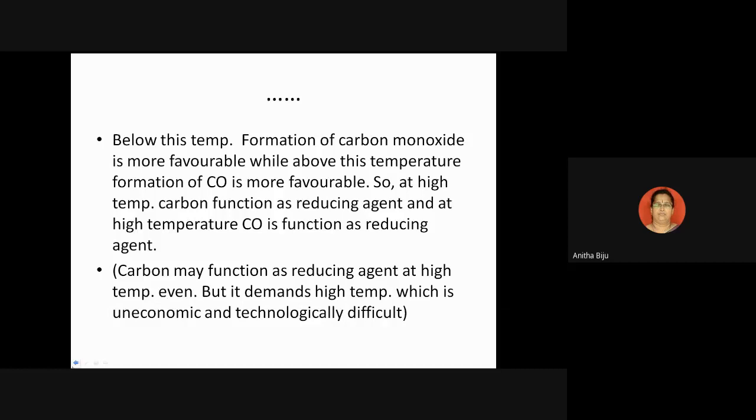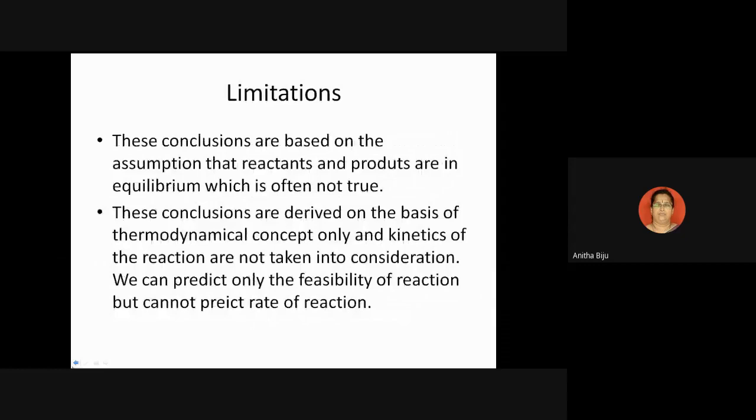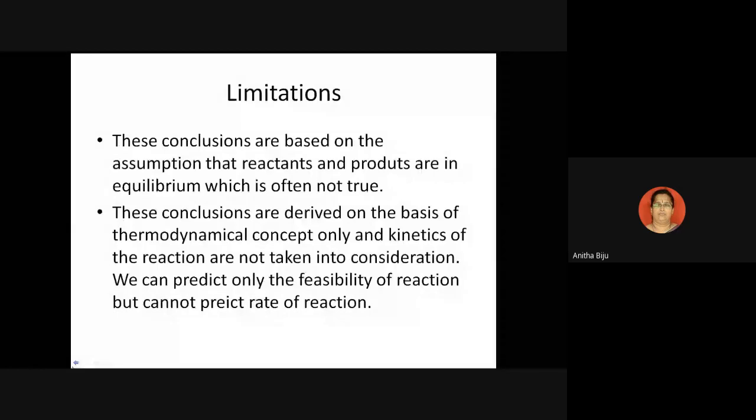Now it has some limitations. Note down the point in a simple way. These conclusions are based on the assumption that reactants and products are in equilibrium, which is often not true. Only under the assumption that reactants and products are in equilibrium. So this is not true in every case. So that's why this is considered a limitation.